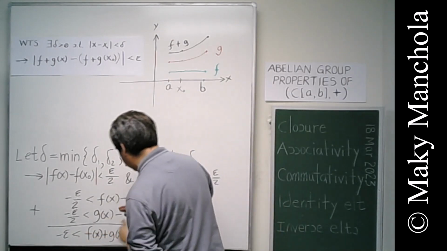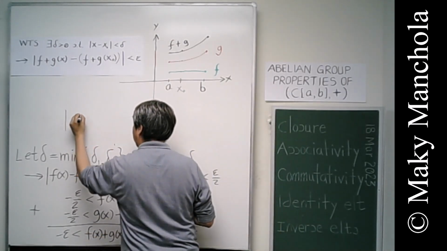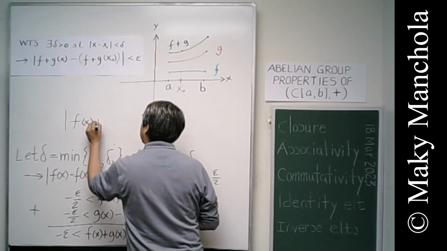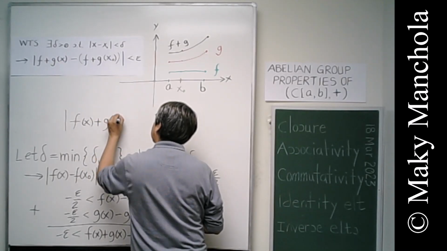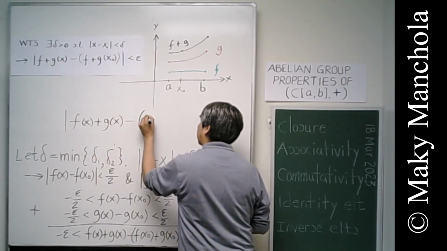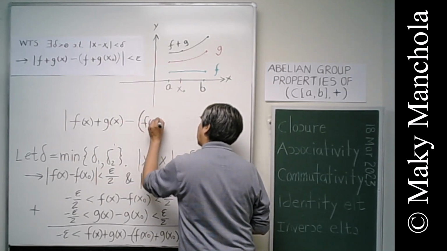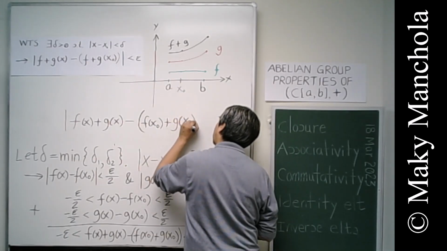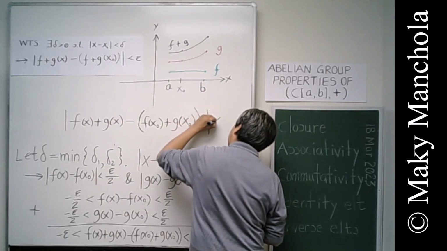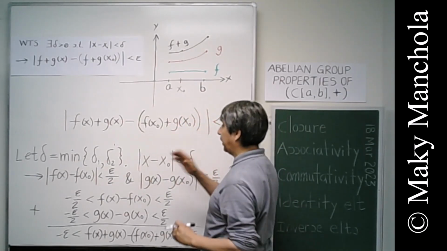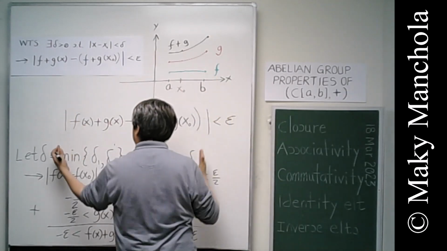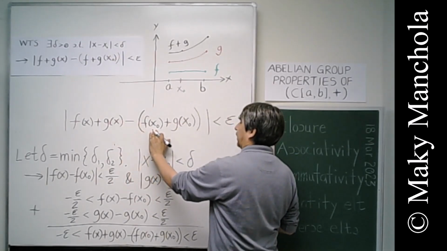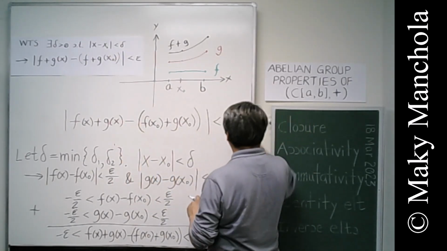So we get that the absolute value of f of x plus g of x minus the quantity f of x0 plus g of x0 is less than epsilon. Let me repeat that. What do we get? We get that the absolute value of f of x plus g of x minus the quantity f of x0 plus g of x0 is less than epsilon.